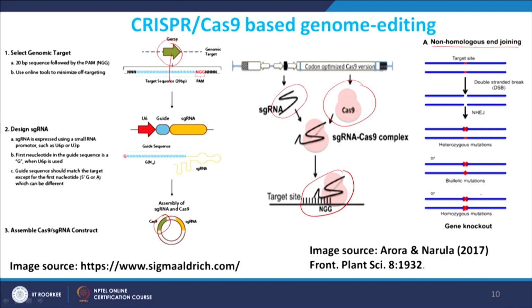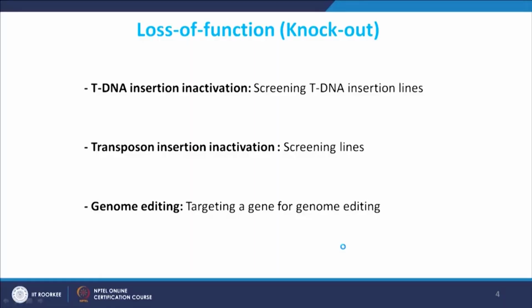But during the process of this, since it is an end joining mechanism, there is a possibility that you can generate a deletion, you can generate an insertion, you can disrupt the coding region, and that is how you will have a genomic disruption of a particular gene. So this is some of the methods which are being used for making the knockout lines.